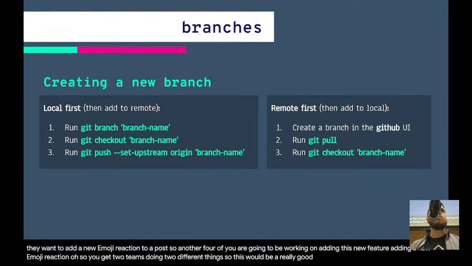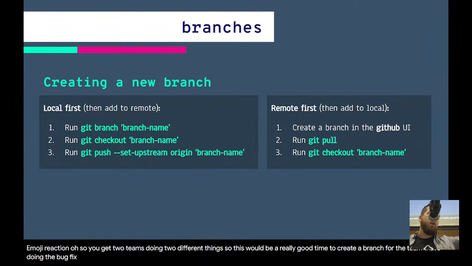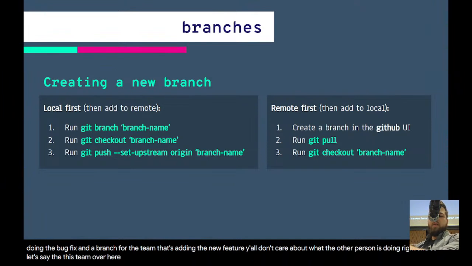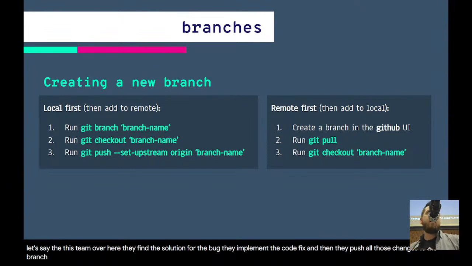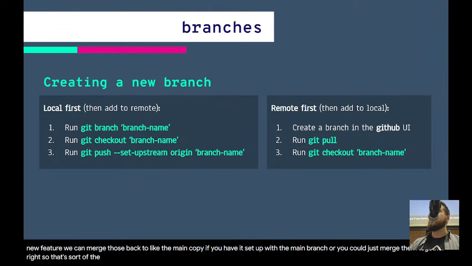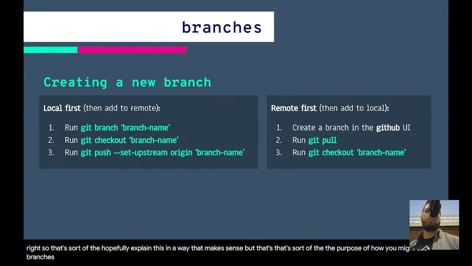So this would be a really good time to create a branch for the team that's doing the bug fix and a branch for the team that's adding the new feature. Y'all don't care about what the other person's doing, right? And so let's say this team over here, they find the solution for the bug, they implement the code fix, and then they push all those changes to the branch. Now let's say the team over here figures out how to add the new feature, and so now we have 2 copies of the project, one with the bug fix and one with the new feature. We can merge those back to the main copy if you have it set up with the main branch, or you could just merge them together, right? Hopefully I'm explaining this in a way that makes sense, but that's the purpose of how you might use branches in the real world.